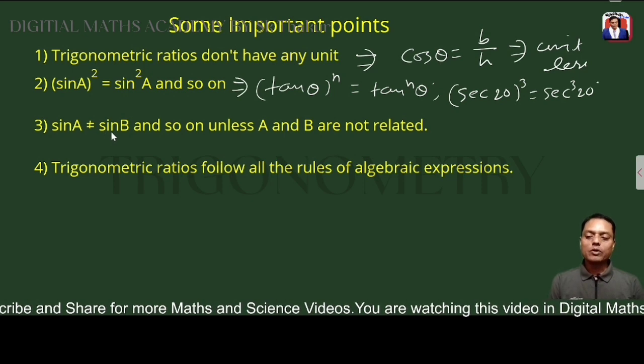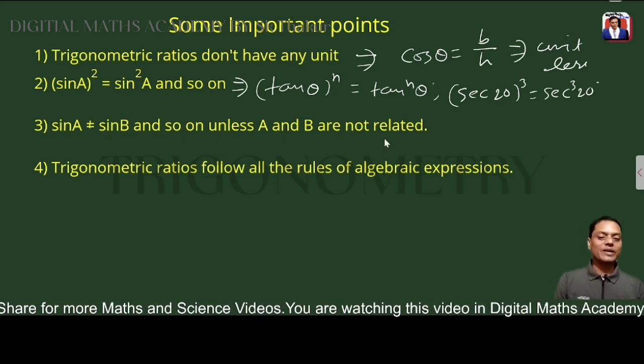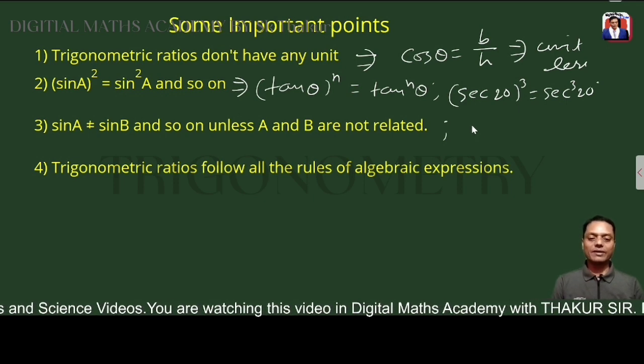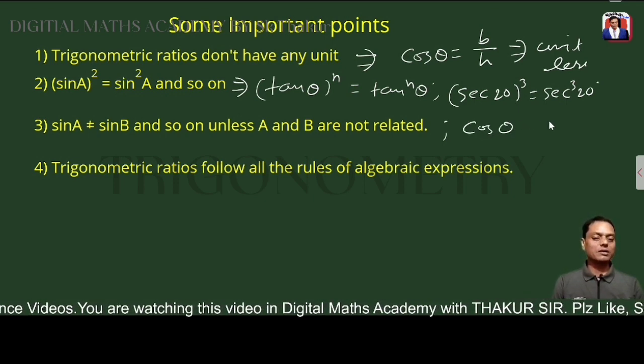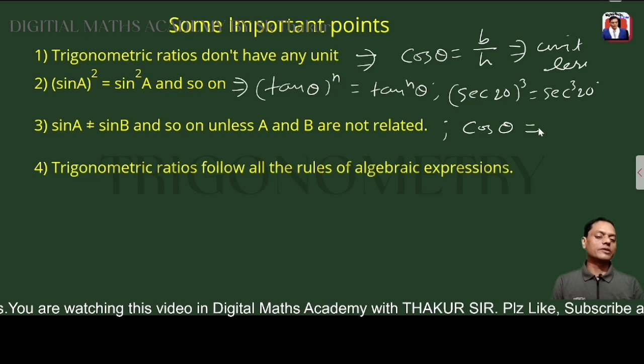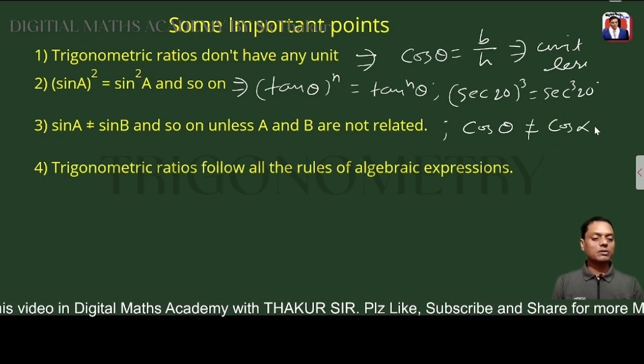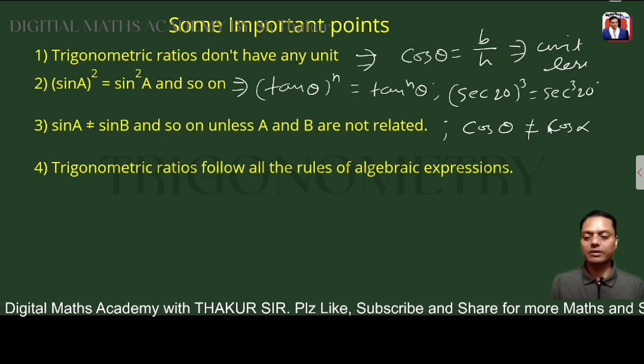Sin A can never be equal to sin B unless A and B are related. So we can say that cos theta can never be equal to cos alpha if theta and alpha are not related.